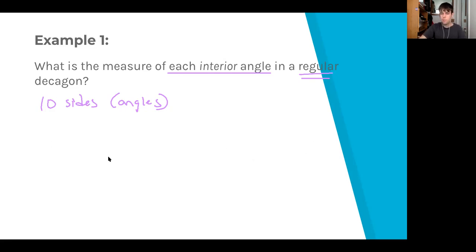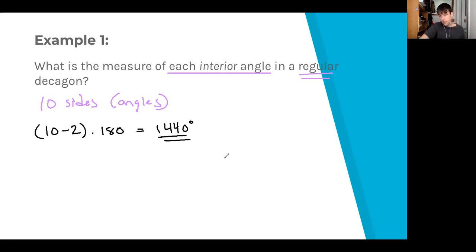Let's figure out what the sum is. What is the sum for a decagon? 10 minus 2 times 180. That's 8 times 180, so it's going to be 1,440 degrees. So all of the angles of a regular decagon will add up to this. Doesn't matter if it's regular, but in this case it is. They will always add up to 1,440 degrees.